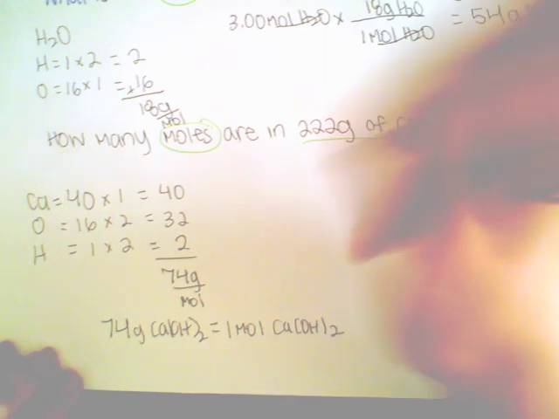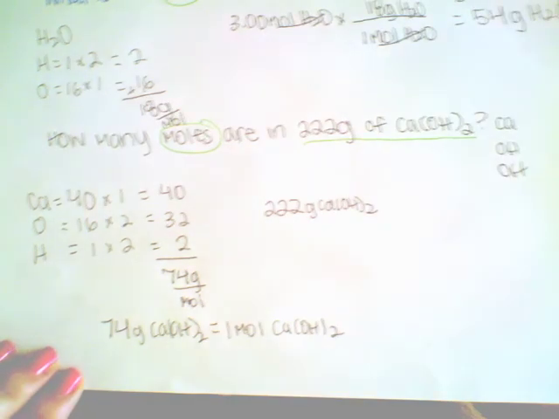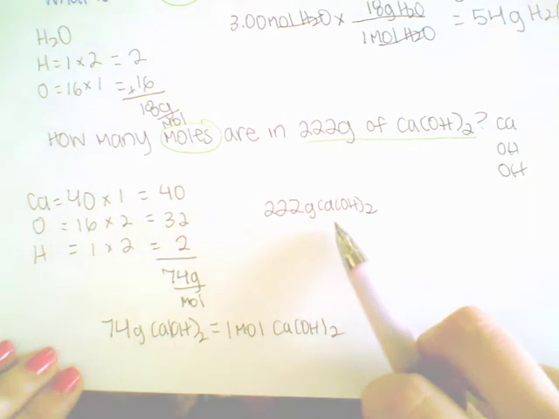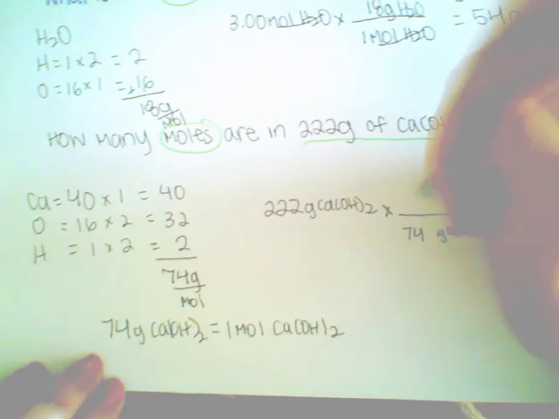We start by writing the given information: 222 grams of CaOH2. If I have grams of CaOH2 on top, we know that grams of CaOH2 is going on the bottom. That's never a trick question. If I ask you what unit goes on the bottom, it should always be the same unit that you had on the top. So we know that there are 74 grams CaOH2 in 1 mole of CaOH2.